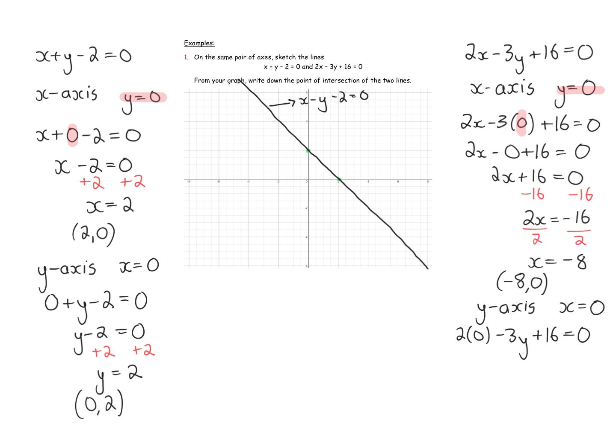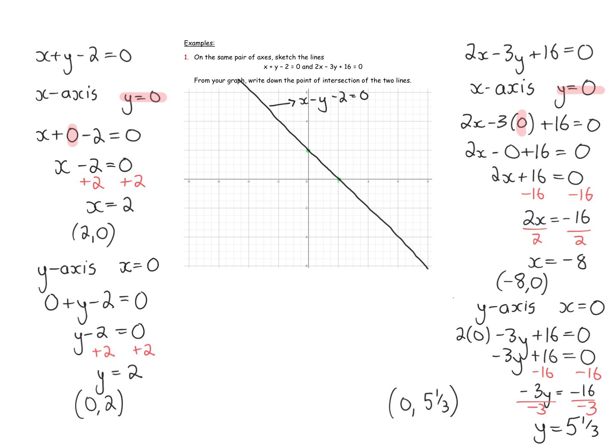So 2 times 0 is just 0. So we're left with minus 3y plus 16 is equal to 0. We can minus 16 from both sides. We'll be left with minus 3y is equal to minus 16. We can then divide both sides by minus 3. And we'll be left with y equal to 5 1/3. So that point then we have is 0, 5 1/3. Then we can graph this line.